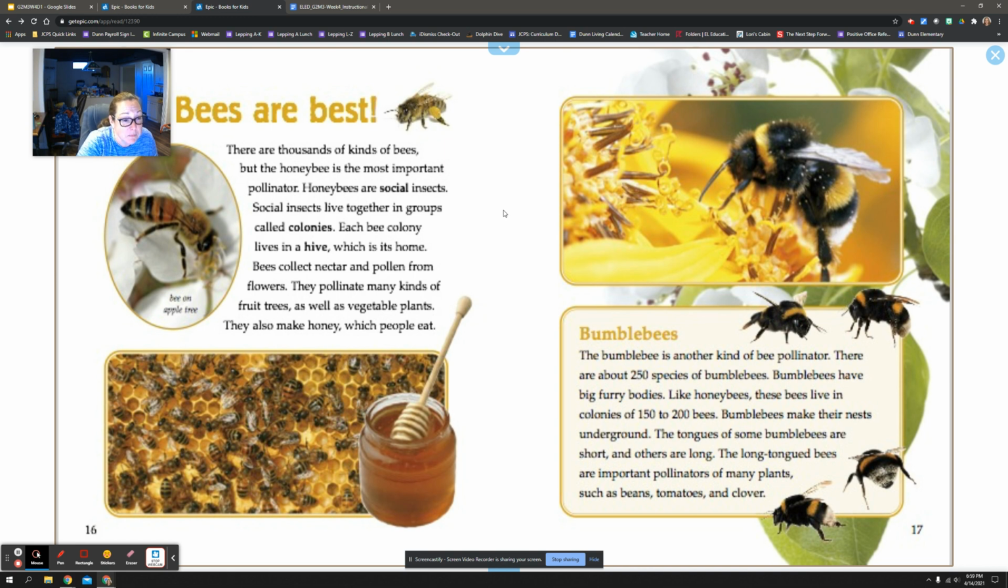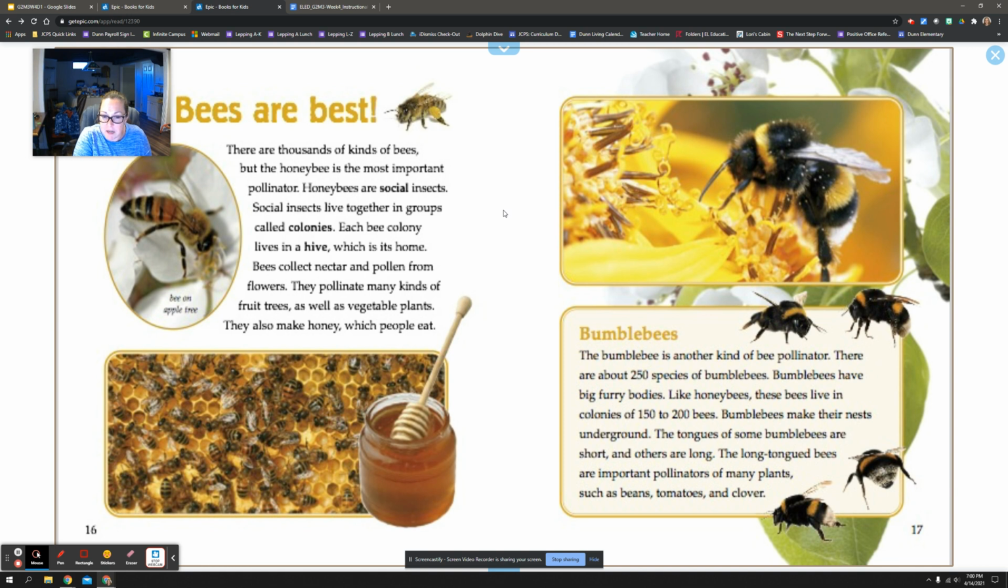Bees collect nectar and pollen from flowers. They pollinate many kinds of fruit trees as well as vegetable plants. They also make honey, which people eat. Bumblebees. The bumblebee is another kind of bee pollinator. There are about 250 species of bumblebees.